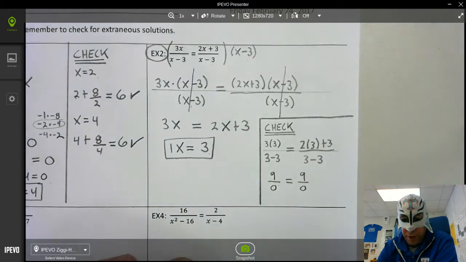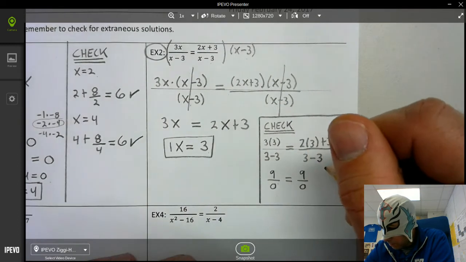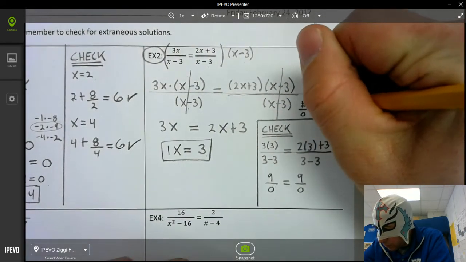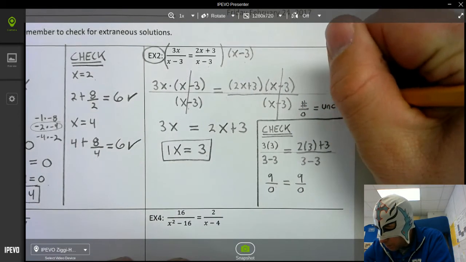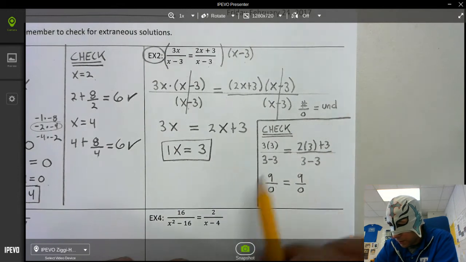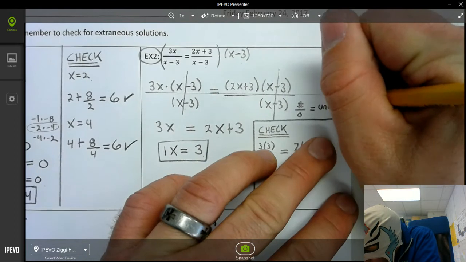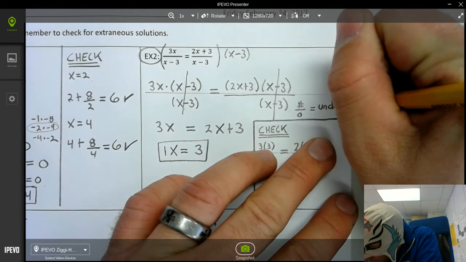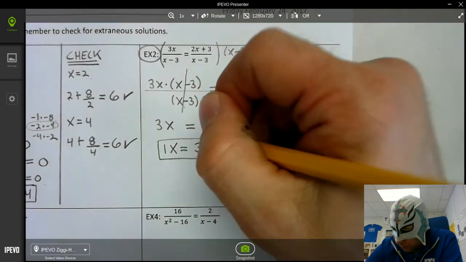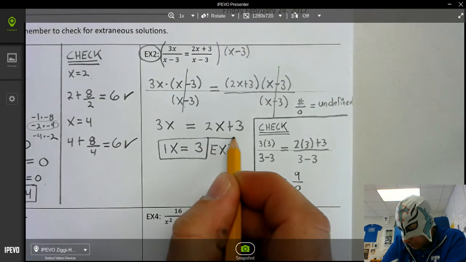Now, while that's a true statement, the problem is a number divided by 0 is undefined. I'm just going to abbreviate undefined as UND, undefined. Remember, right? Undefined. Yeah, there you go. That's much better. Undefined. So, I'm saying that x equals 3 is an extraneous solution.